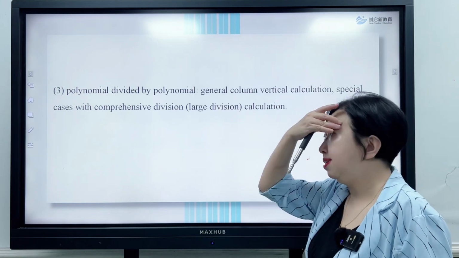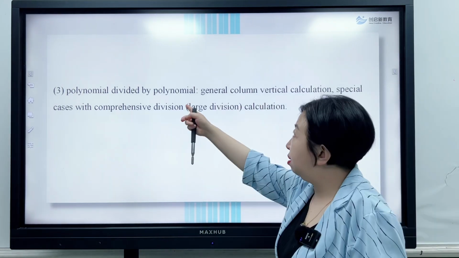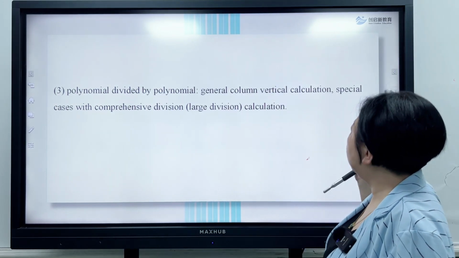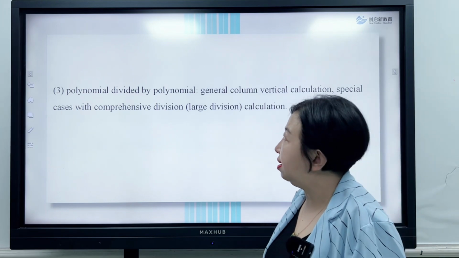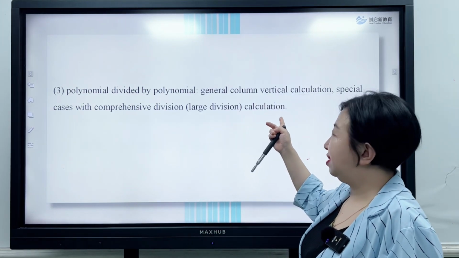The third part, polynomial divided by polynomial. General conclusion, vertical calculation, special case without remainder, division, long division.